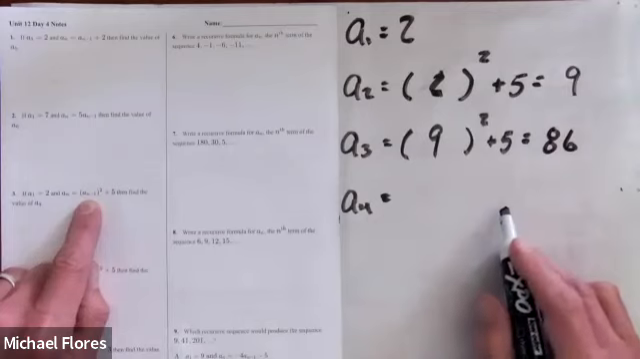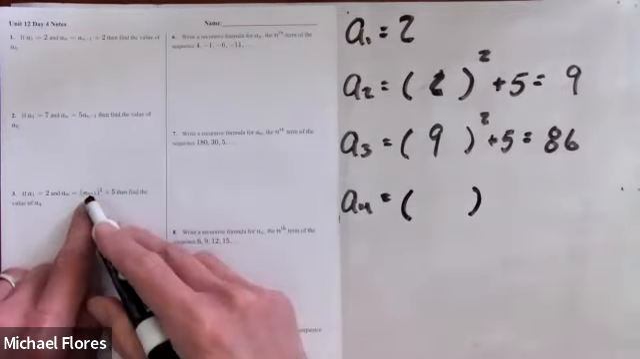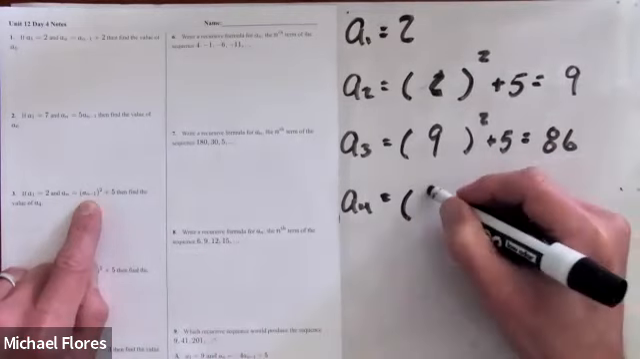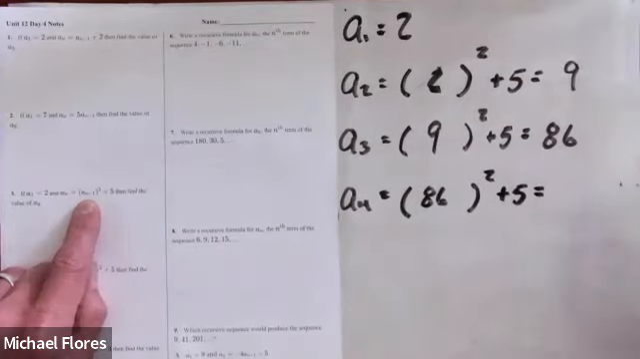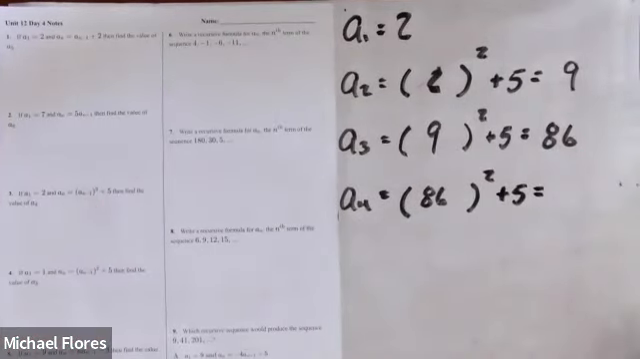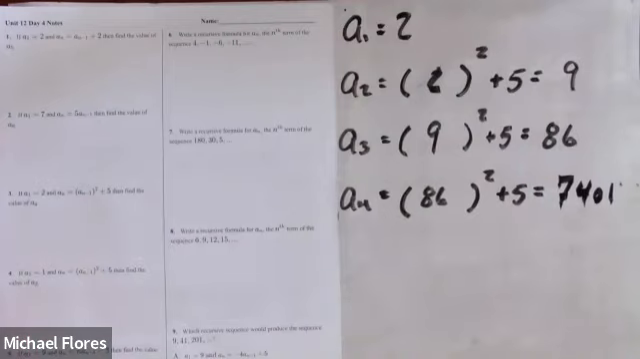Find the fourth term, the one that they want us to solve for. The formula is, what is the previous answer? It was 86. Square it and add 5. And if you did that, you would get 7,401. That is your answer for example 3.